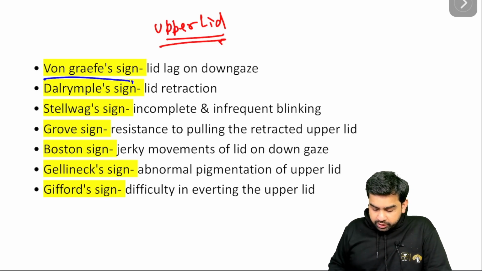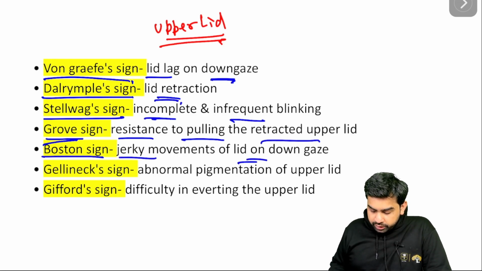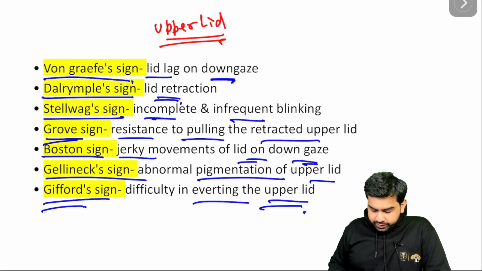Von Graefe sign is the lid lag on down gaze. Dalrymple sign is lid retraction. Stellwag sign is incomplete or infrequent blinking. Grove sign is resistance to pulling a retracted upper lid. Boston sign is jerky movement of the lid on down gaze. Gifford sign is difficulty in everting the upper lid, and Ballet sign is abnormal pigmentation of the upper lid. All these things were asked.